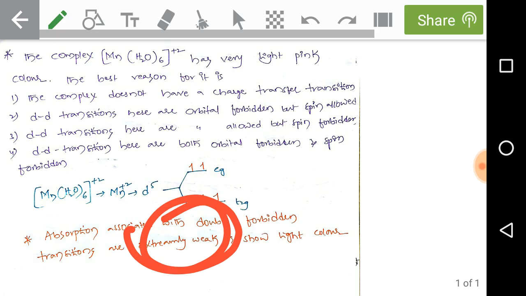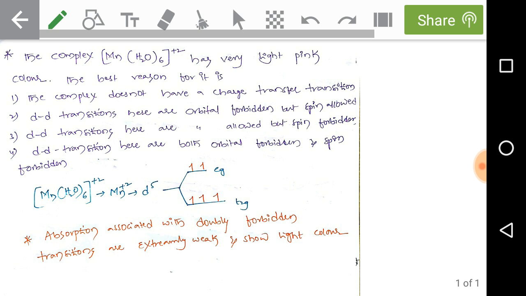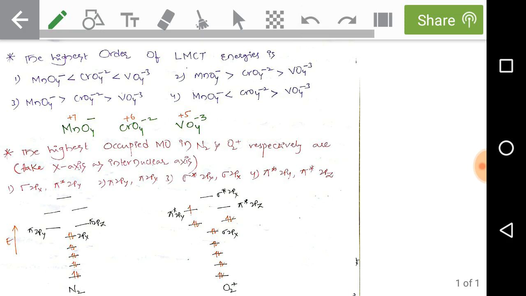Okay, so that is it. Just check the correct answer from the given options. Yeah, so here the given complex is showing light pink color, and that is just due to the doubly forbidden transition. Okay, yeah, next one: the highest order of ligand to metal charge transfer energies.